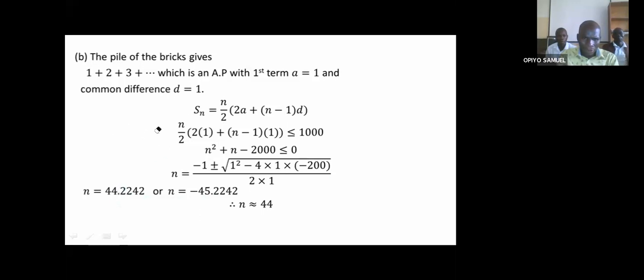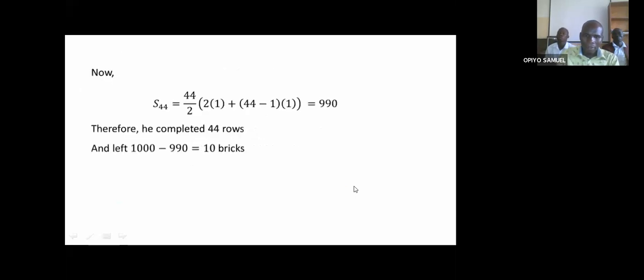This sum is given by Sn equals n over 2 times 2a plus n minus 1 times b. So to verify that, now we need to get S44. When we determine S44, we shall have 44 over 2 times open bracket 2 times 1 plus 44 minus 1 times 1, equals, and when you simplify, you get 990.